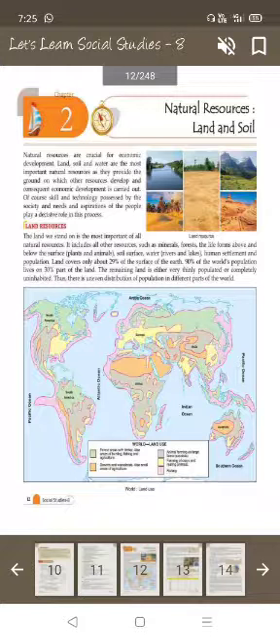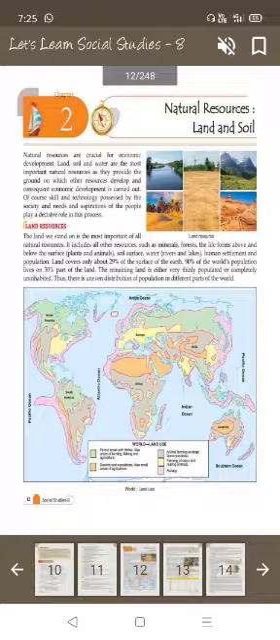Of course, skill and technology possessed by the society and the needs and aspirations of the people play a decisive role in this process. Now, there are two important natural resources, land and soil. In the previous chapter, we have already studied about resources. First, we study about land resources, then we study about soil.